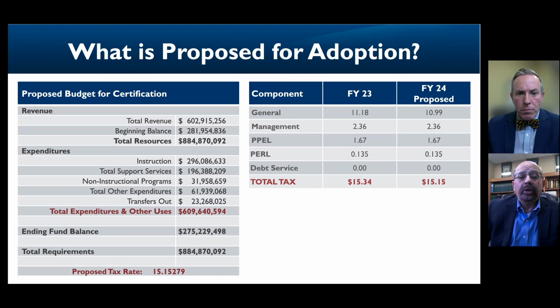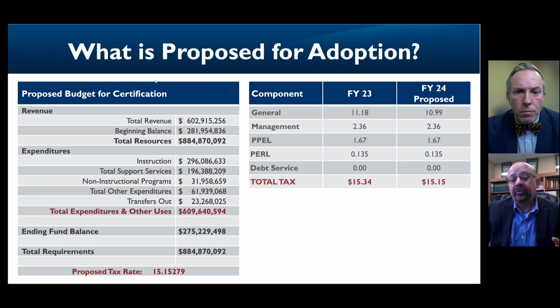So what is it that we are proposing for adoption? If you see the total revenues for the district, which will be generated in FY24, which we are coming to the board for approval, to the community for approval, is $602,915. And the beginning balance is $282 million. So total resources is $884. Something I would clarify, this is all funds. This is not just general funds. Out of that, the total expenditures and uses is $609 million. So our ending fund balance is $275. We start with $281 million. We are reducing to $275. So we are trying to maintain it as flat as possible. We always continuously keep looking at what it is that we need to do to keep it flat.